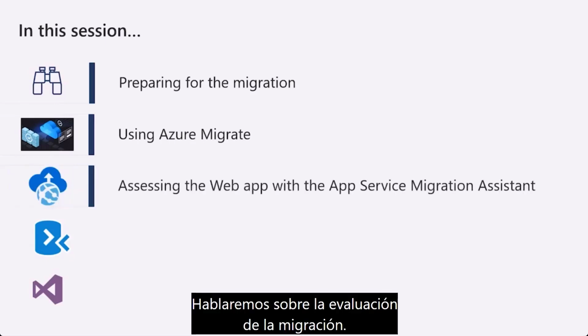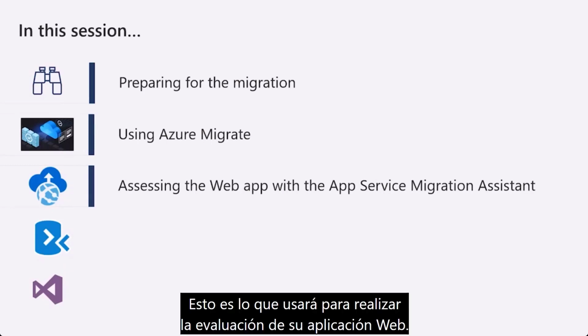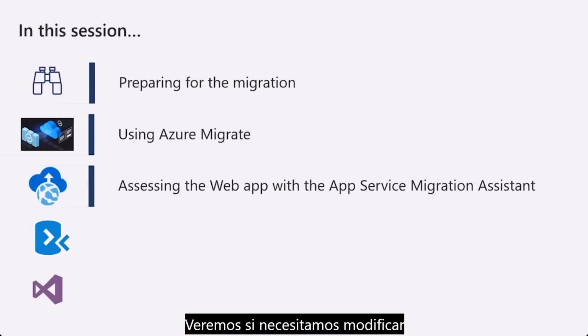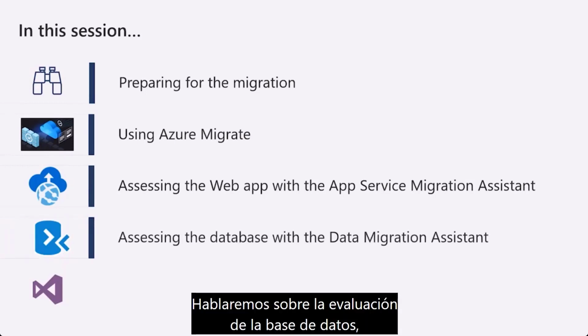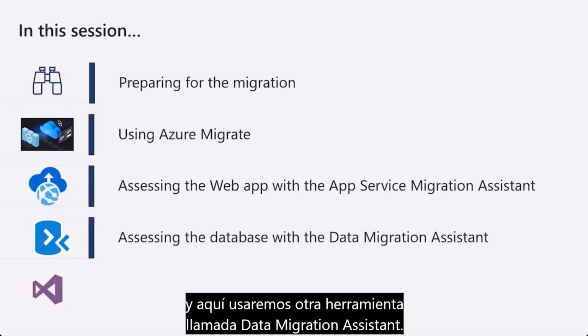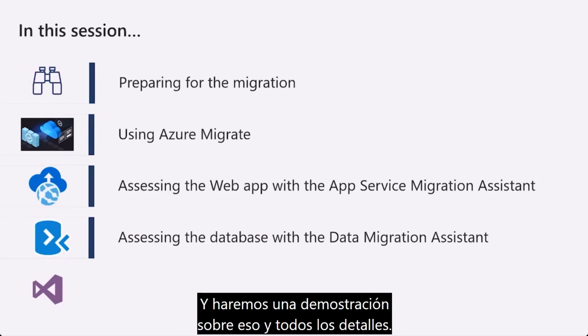We will talk about assessing the migration. We'll see a really cool tool called the App Service Migration Assistant. This is what you will use to do the assessment of your web application. We'll see if we need to modify something in the web application before we even start moving. Then we'll talk about assessing the database, and here we'll use another tool called the Data Migration Assistant. And again, I'll show you a demo about that and all the details.